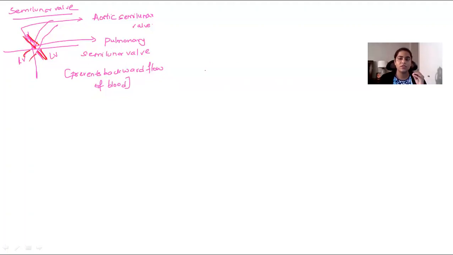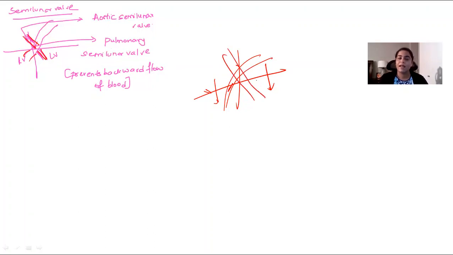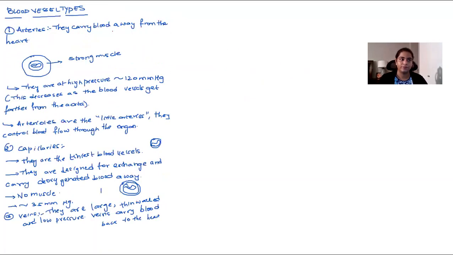Okay, what is the function of these valves? See, I have told you that the blood flow like this is happening because of AV valve. Now, this is during the filling phase. Now, when the heart contracts, the blood will go out. Okay, at that time, in order to prevent the backward flow of the blood, these valves are important. So semilunar valves, always remember, they help in prevention of backward flow of the blood, and they are of two types. One is aortic semilunar valve and pulmonary semilunar valve.